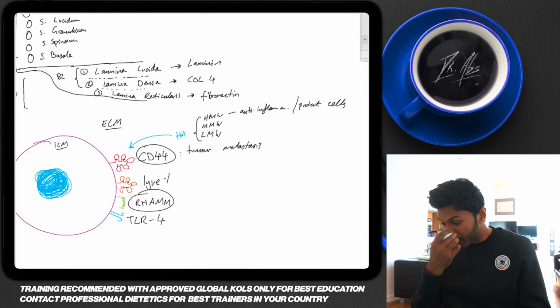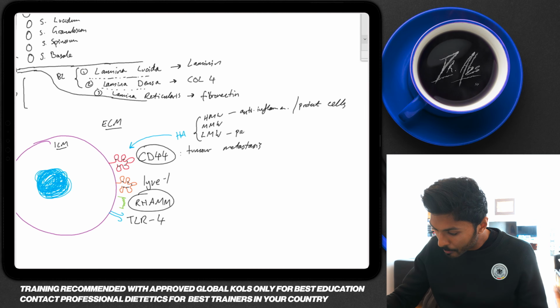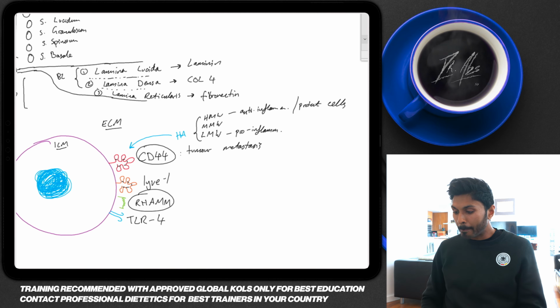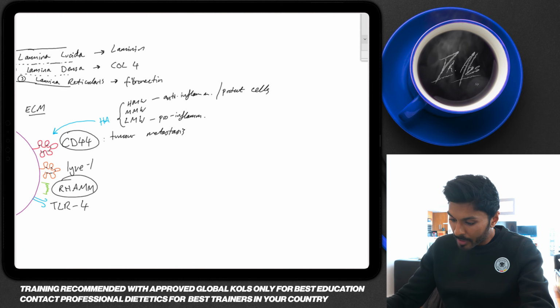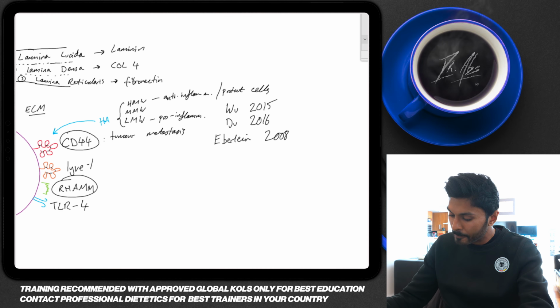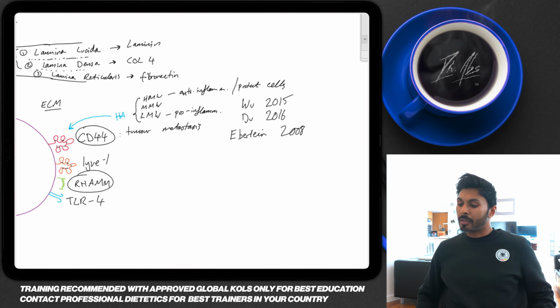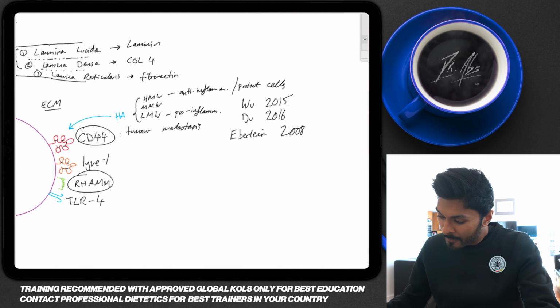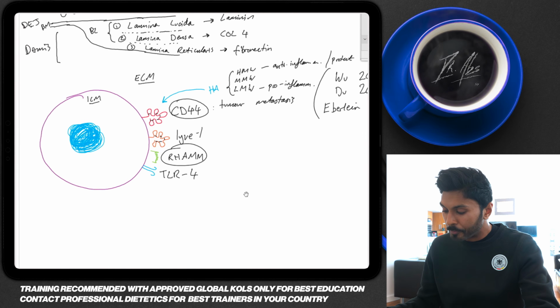If we go to low weight HA, it is pro-inflammatory, okay? Low weight HA has even been implicated in things like, as I said before, cancer metastasis. There are good papers on this. You can read papers like, which ones should we go for? Wu, 2015, Do, if I'm saying it right, Do 2016, and then Eberlein 2008, which I think is German. So those are important papers that show you that.